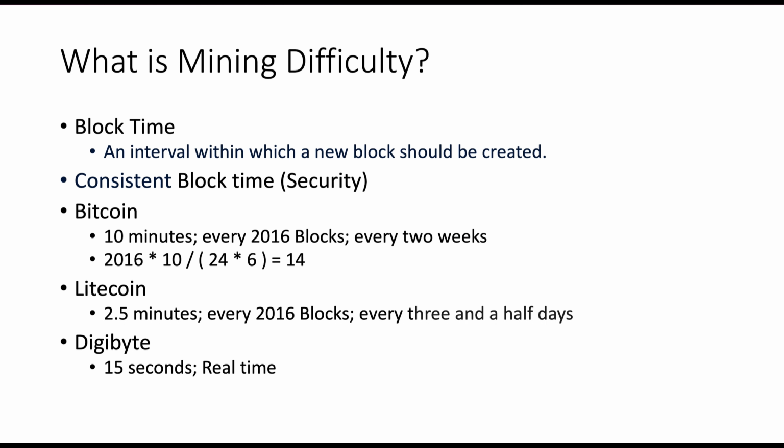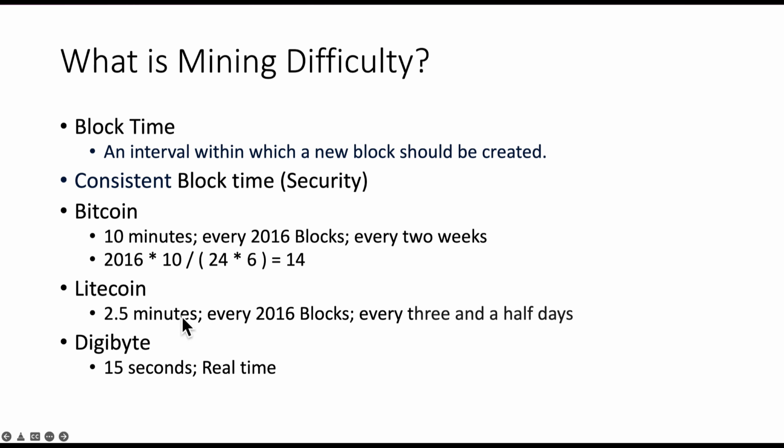In the Bitcoin blockchain, block time is 10 minutes, which means a new block will be generated every 10 minutes. So mining difficulty is adjusted every 2016 blocks, which is every 2 weeks. Because one block takes 10 minutes, 2016 blocks take 2016 times 10, and it's 14 days.